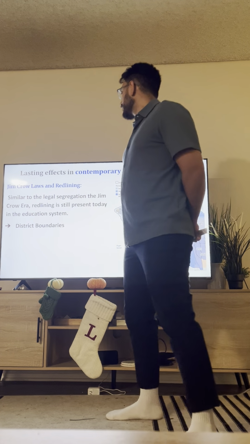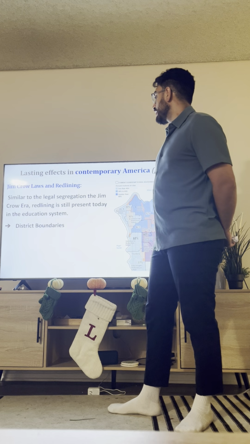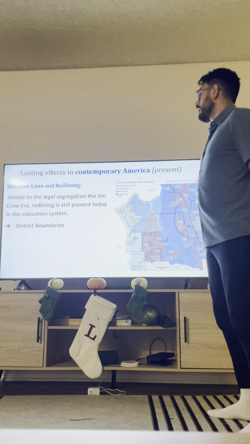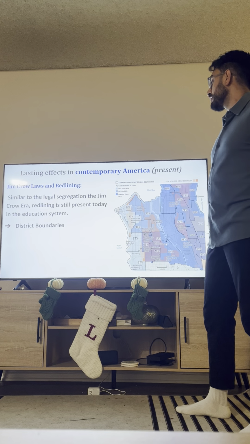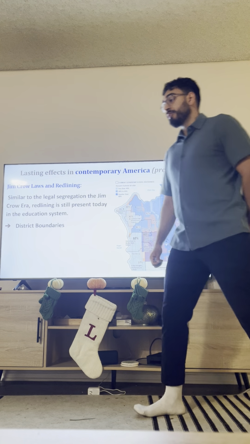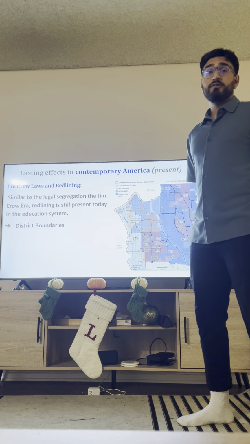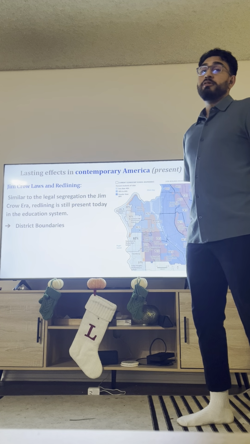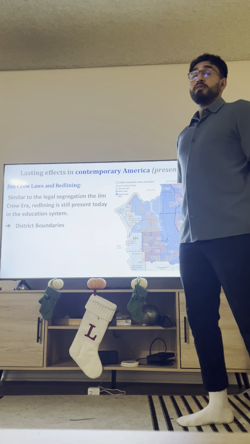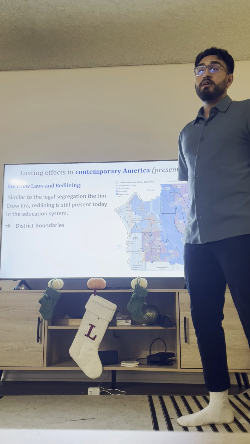Lastly, we have a similarity with Jim Crow law segregation and educational redlining. Similar to legal segregation in the Jim Crow law era, redlining is still present in the education system today. We see that with district boundaries. So a kid from a poor neighborhood maybe might not be allowed to go to a better school in a better neighborhood. They're forced to go to a school in their district.